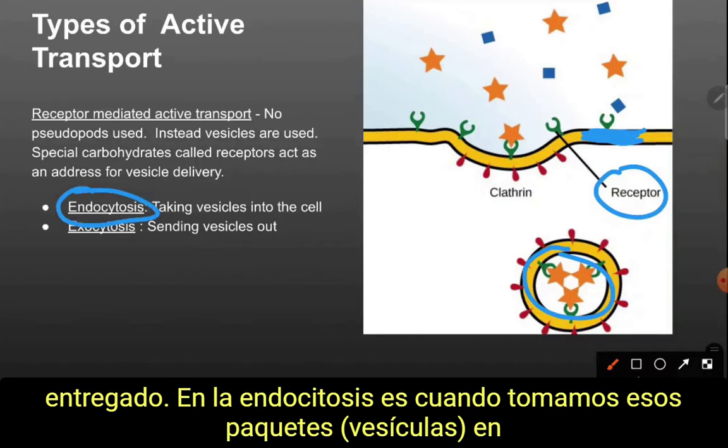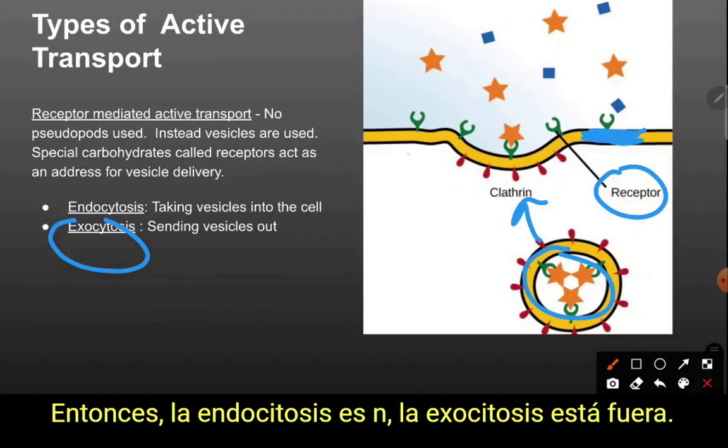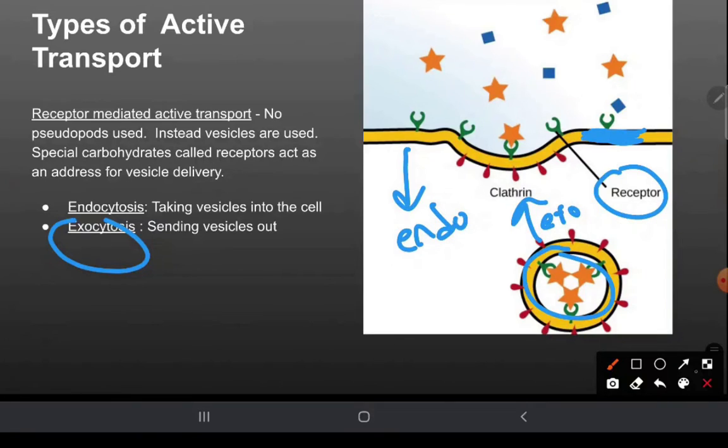Endocytosis is when we take those parcels into the cell, and exocytosis is when we send them out. So endocytosis is in, exocytosis is out.